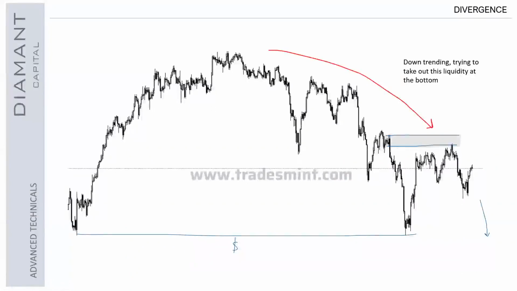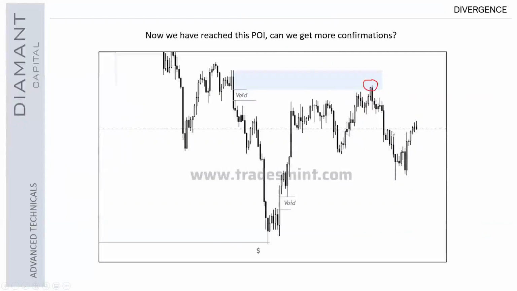When we get to this point of interest, we want extra confirmations. We don't just want to enter off a risk trade, which I'm going to explain later on. We don't just want to enter off a limit without being completely sure that it's a good limit, because there's a high chance it could hit stop loss. There are other points of interest at the top, but what confirms that this point is a good point of interest? Now we've reached it, can we get more confirmations? Well, yes, that's exactly what divergences are for.